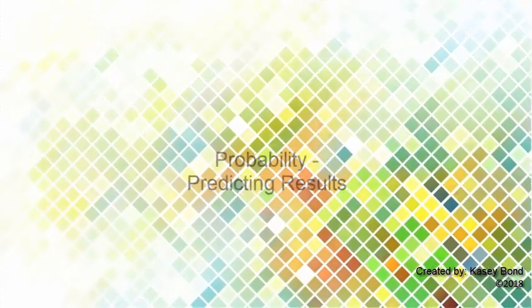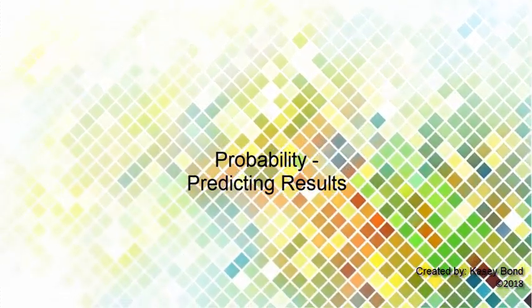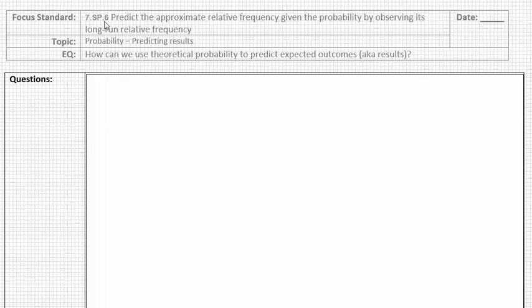For today's lesson, our focus standard comes from Grade 7, Statistics and Probability, Standard 6. Predict the approximate relative frequency given the probability by observing its long-run relative frequency. Today's topic comes from our probability unit and is titled Predicting Results.